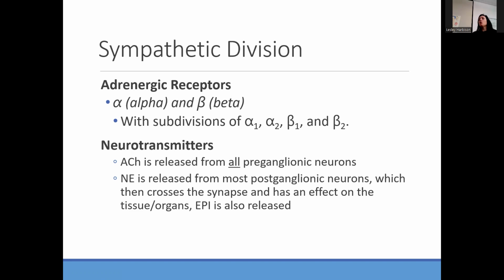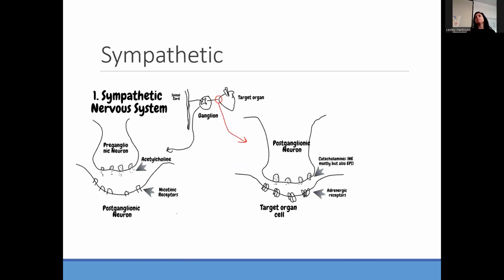So norepinephrine is released from most postganglionic neurons, which then crosses the synapses and has an effect on the tissue or the organ. Epi is also released. There's always more to it, just FYI. This is just kind of your basic understanding for what we need to know as dental hygienists.